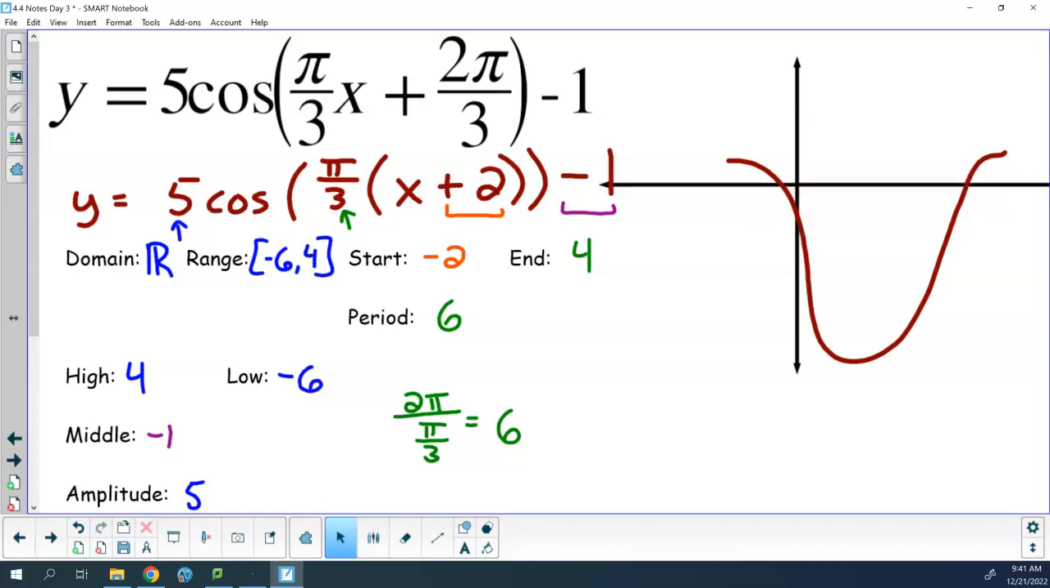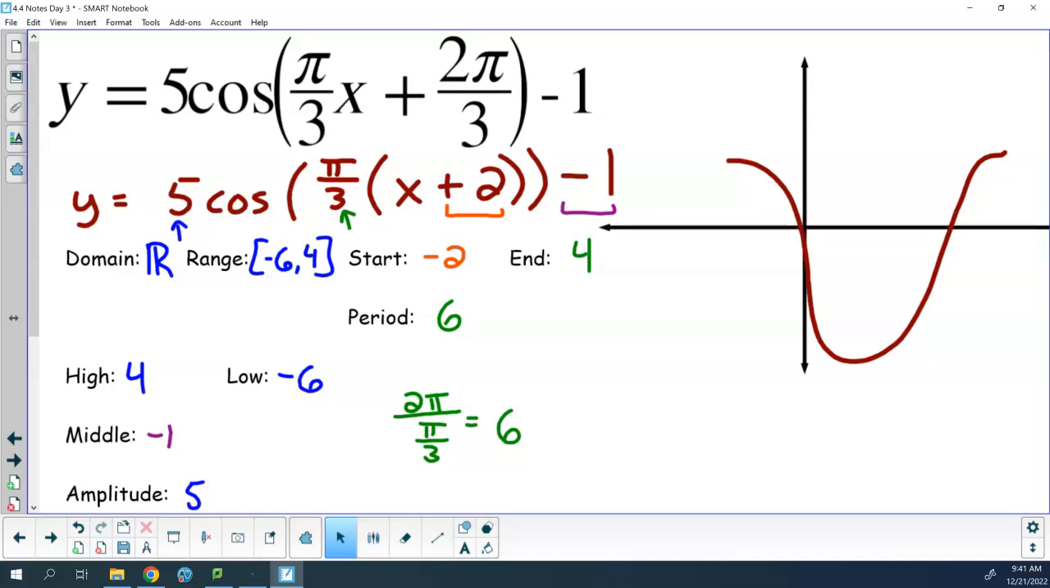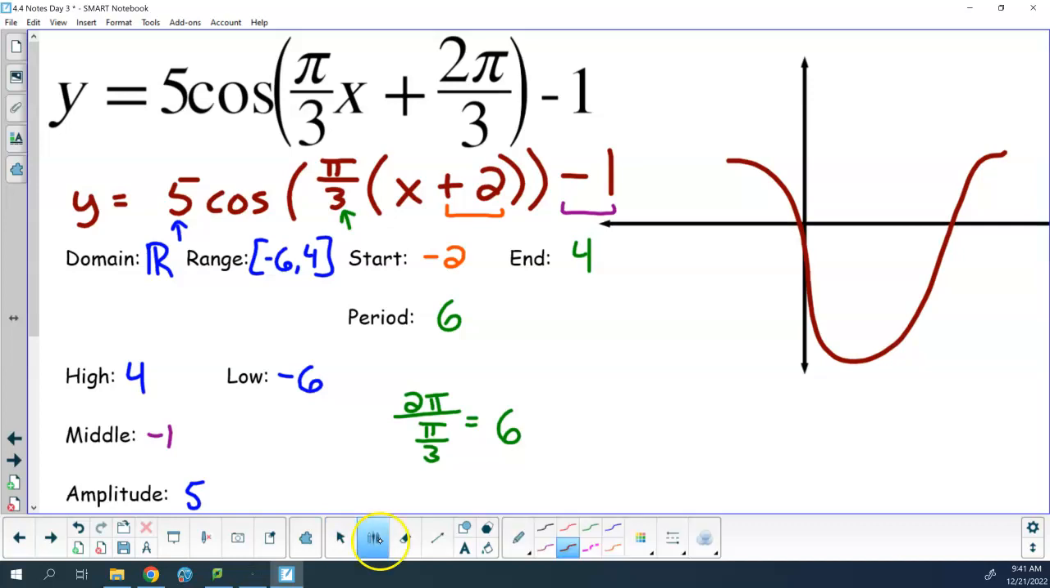So I would put it roughly there. I'm going to get down a little bit more. A little bit more. There. Okay, so then that would put me up here at 4. Down here at -6. And my middle would be at, oh, too far down, -1.